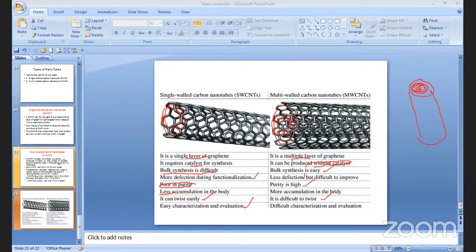So these are the types of carbon nanotubes which we have. As we studied, what is a nanomaterial? The size of a nanomaterial is in between 1 to 100 nanometers.